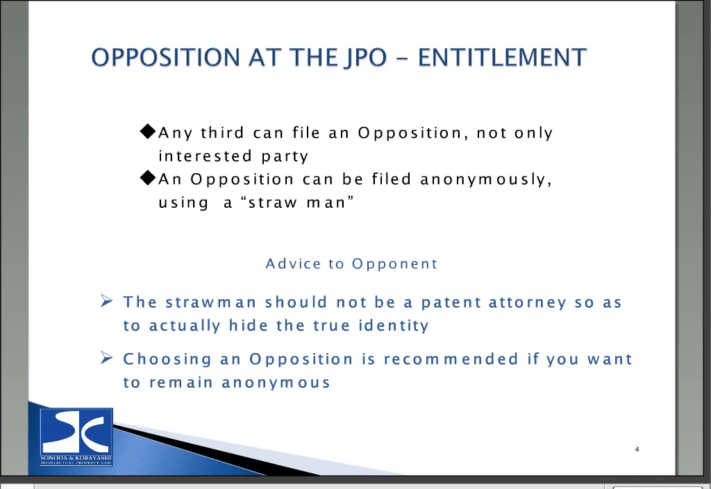So at the JPO also, any third party can file an opposition. Legal interest is not necessary for that. So if you want, you can use a straw man to hide your identity. And there is some advice we have in connection with this. When you use a straw man to hide the identity, we recommend that you do not use the Japanese patent attorney you are usually using, because the opponent or the patentee can guess who is behind the patent attorney.